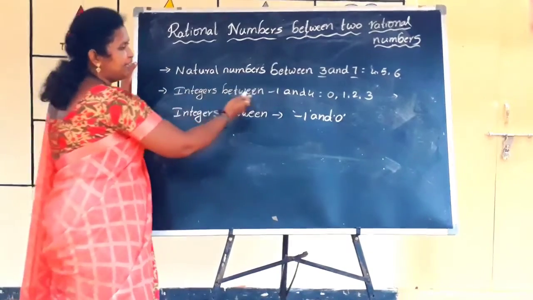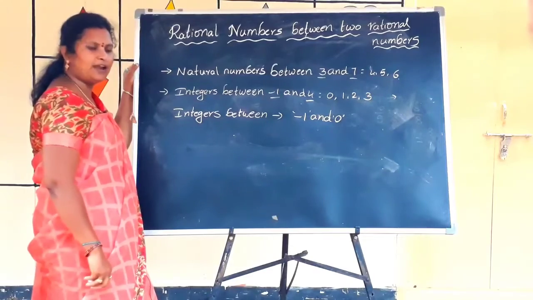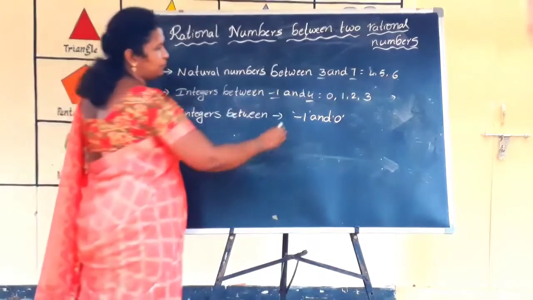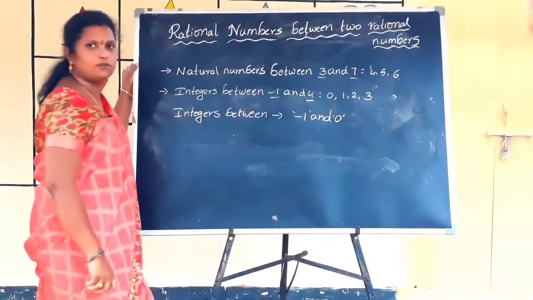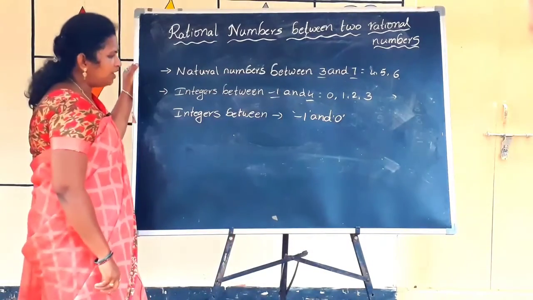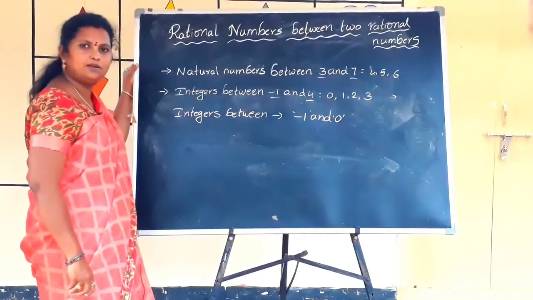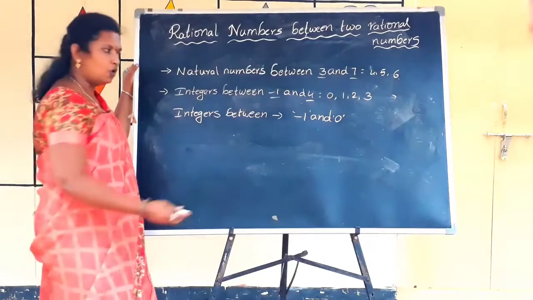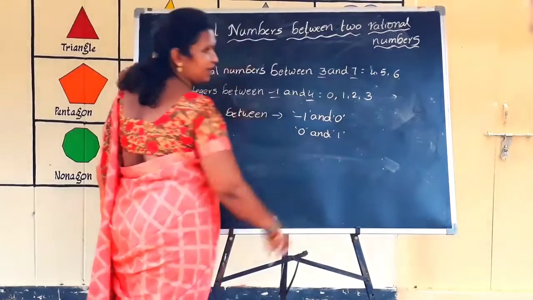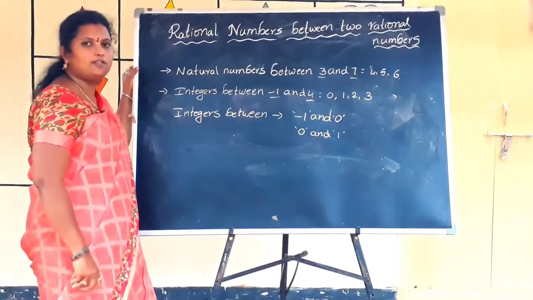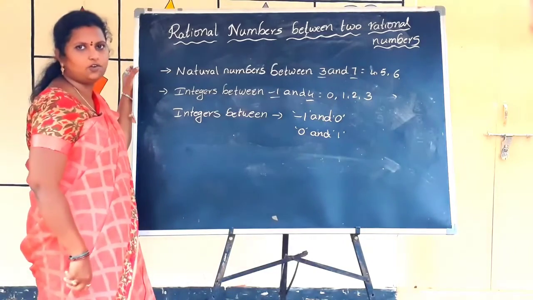Now the integers between minus 1 and 4. What are the integers between minus 1 and 4? Yes, we know that is 0, 1, 2, 3. Okay. Then what are the integers between minus 1 and 0? Is there any integer between minus 1 and 0? Or 0 and 1? Is there any integer? Can you say? There is no integer between any two successive integers. Is it correct or not?